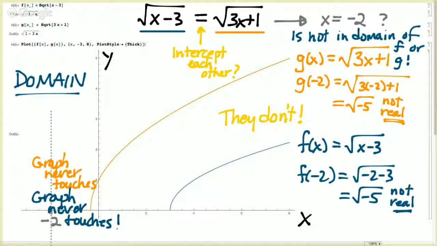And again, the cautionary tale here is always check your answers when you're solving equations that involve radicals, because there's always an outside chance that your solution might not actually be a solution. It might be extraneous, as in the example we just saw here.